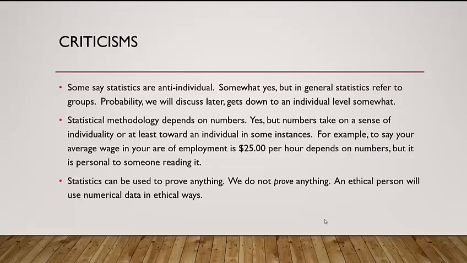But depending on where you are in California, the cost of living is extremely high. And so the person making $8 an hour in Oklahoma is probably doing better than that person making $15 an hour in California. So again, statistics does depend on numbers, but those numbers are relative to what statisticians are talking about.